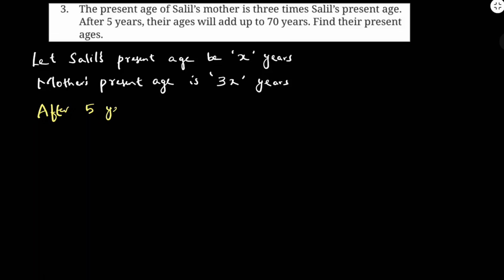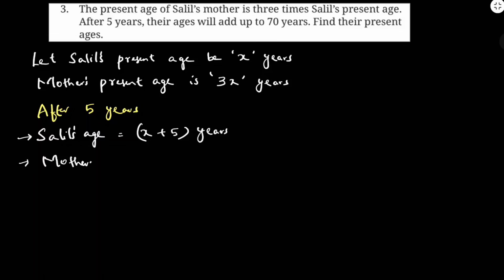Now here, after 5 years, Salil's age will be x plus 5 years, and Salil's mother's age will be 3x plus 5 years, because present age is 3x, so 3x plus 5 years.